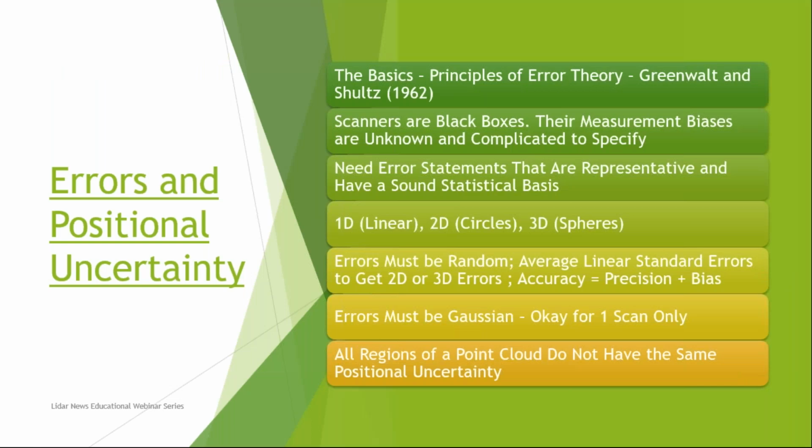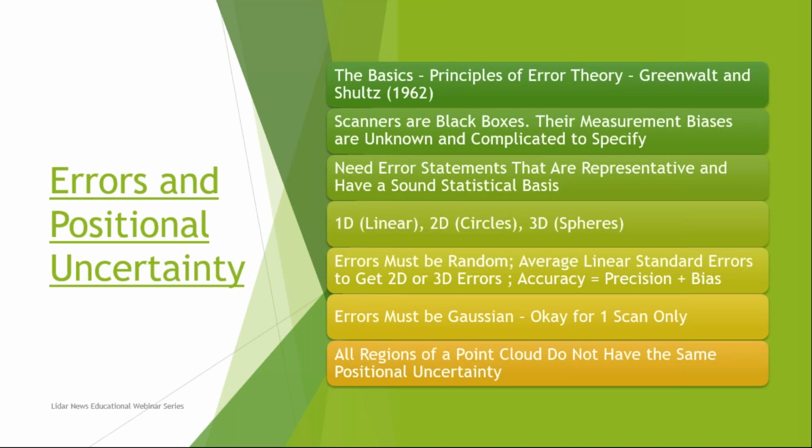First, let's take a quick look at errors in general, or more appropriately, positional uncertainty. I like the latter term because it brings up the notion of probability and statistics. This is what we need to keep in mind when we are specifying the accuracy of any survey. There are no error-free measurements. Error statements need to have a sound statistical basis. Assuming we eliminate blunders and minimize systematic errors, which in the case of a LIDAR sensor is not that simple to verify, then accuracy equals precision plus bias, where the tighter the precision of the measurements, the better the accuracy.